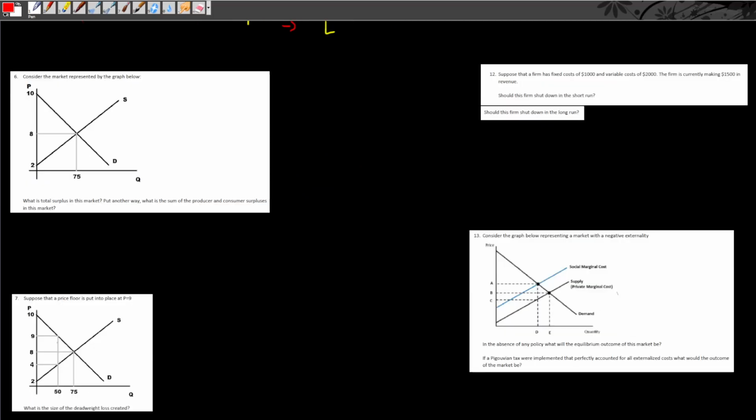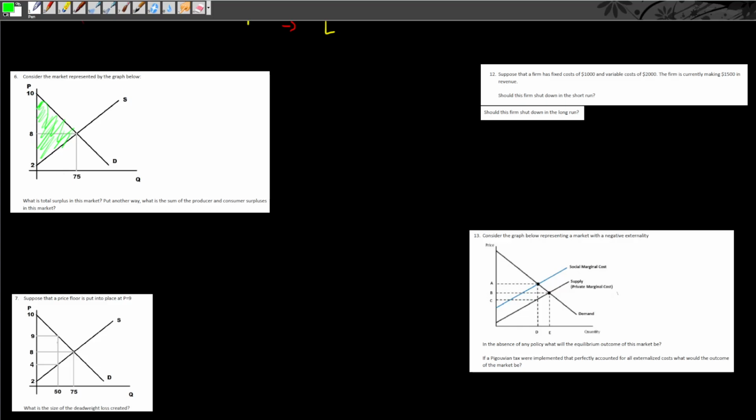Okay, so here we have a simple market, and all I'm asking you to do here is to find total surplus. So that's the sum of consumer and producer surplus. We can also just find the area of the total surplus triangle directly. So let's just find that all at once.